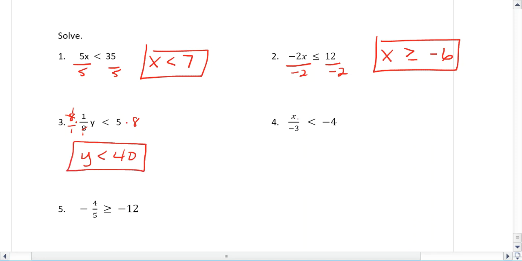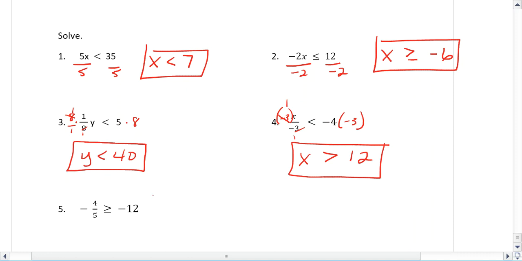However, here in number 4, we're dividing by negative 3, so I need to multiply this side by negative 3 and this side by negative 3. And when we do that, the old red flag tells us we need to switch the inequality. So negative 3 divided by itself is 1, so I'm left with x over here. The less than flips over to a greater than, and negative 4 times negative 3 is 12. So that's my solution there.